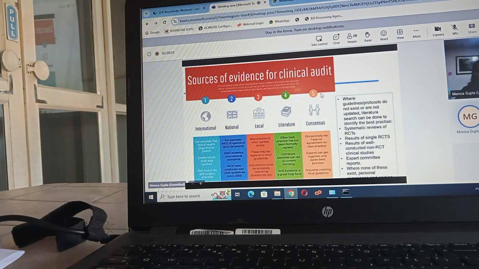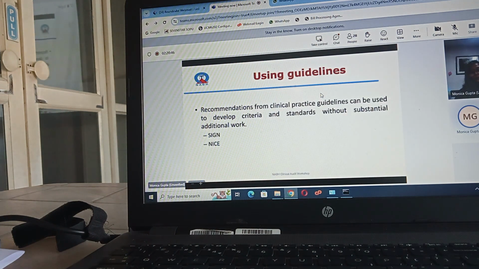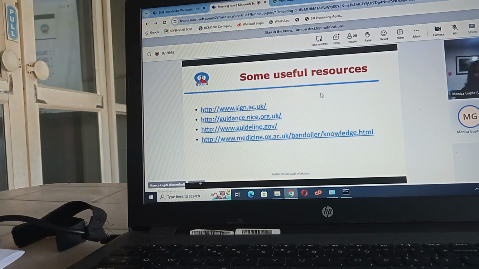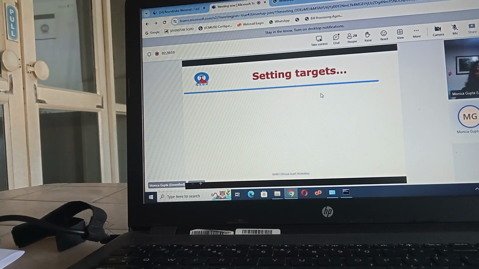Where guidelines and protocols do not exist or are not updated, a literature search can be done to identify the best practice. Systematic reviews of randomized controlled trials, results of single studies, as I just discussed, and expert committees. When we use guidelines, recommendations of clinical practice guidelines can be used to develop criteria. There are other methods, but we will not get into that. So these are some useful resources.